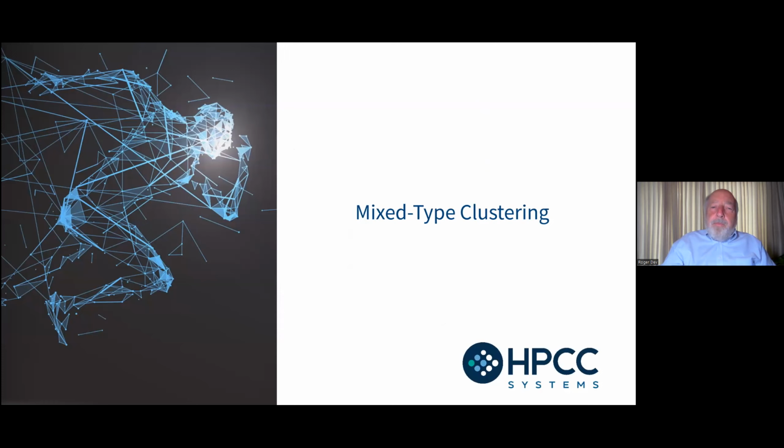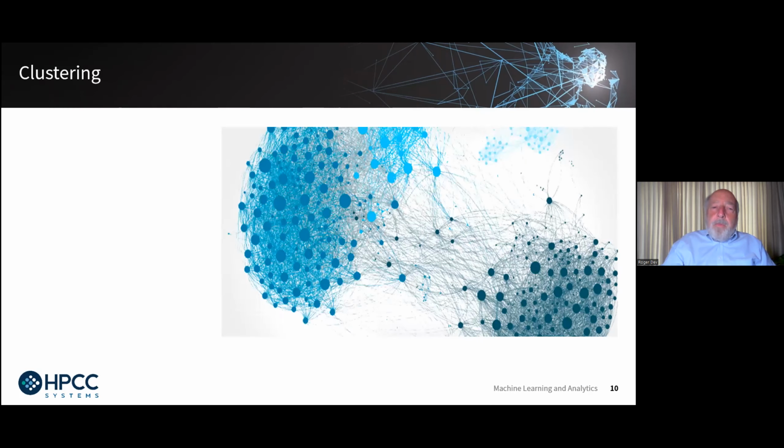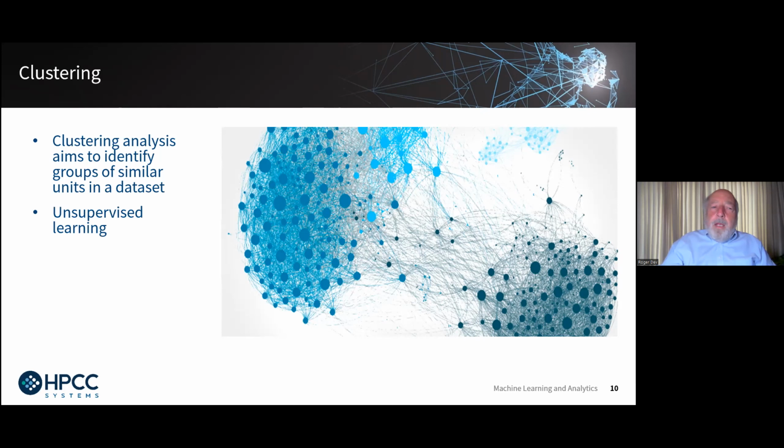Our second innovation is mixed type clustering. The clustering attempts to identify similar items within a data set. And it's an unsupervised learning technique. You can point it at the data set and it will automatically attempt to find the most meaningful clusters. We have a variety of techniques in our toolkit: k-means, k-modes, dbScan. dbScan is our flagship clustering algorithm.